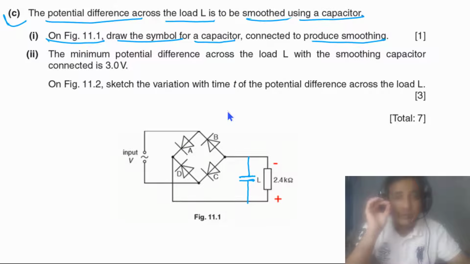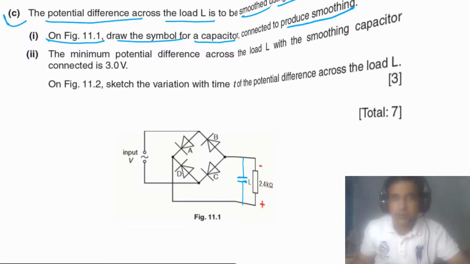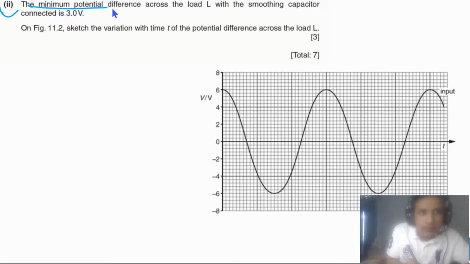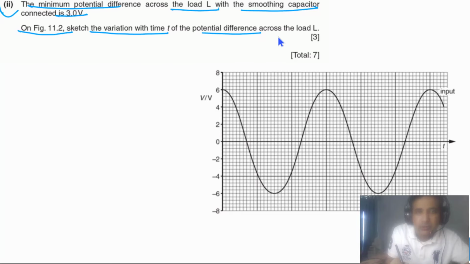Very common question, so you have to understand where to draw the symbol for the capacitor. The capacitor has to be connected in parallel with the load resistor. The second part says the minimum potential difference across the load capital L with the smoothing capacitor connected is 3.0 volts. On figure 11.2, sketch the variation with time t of the potential difference across the load capital L.